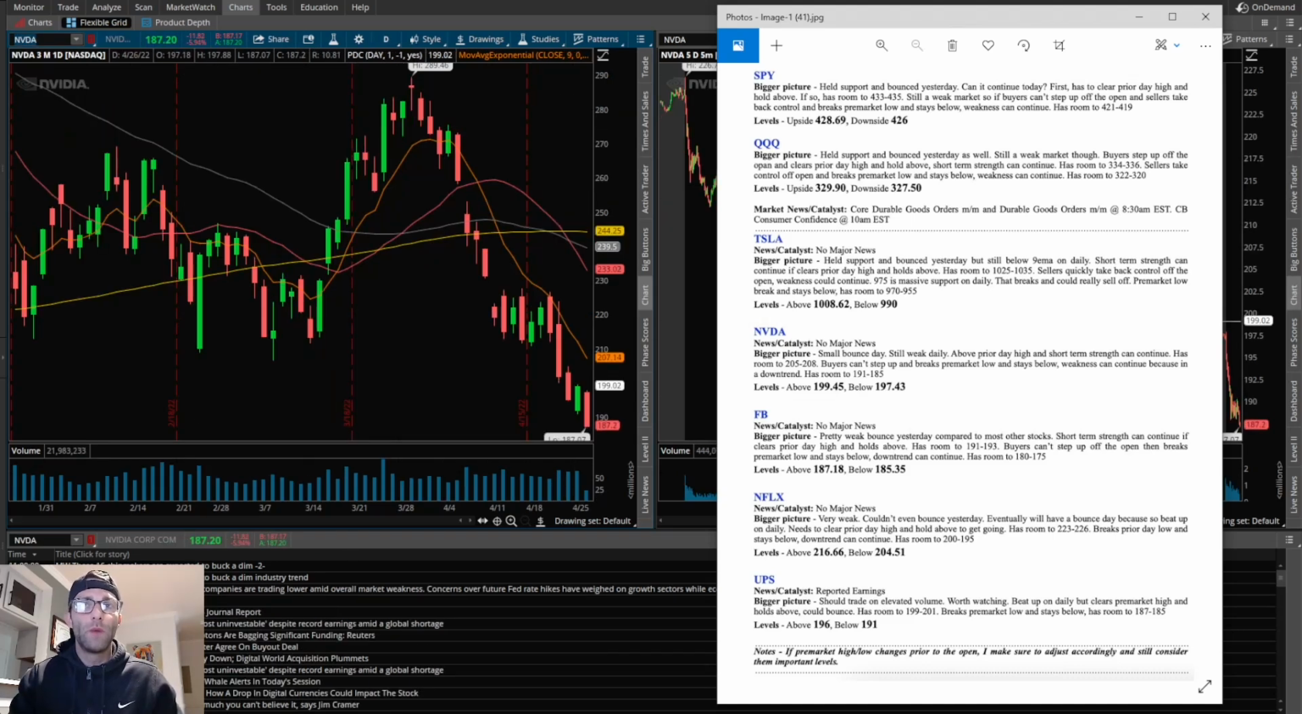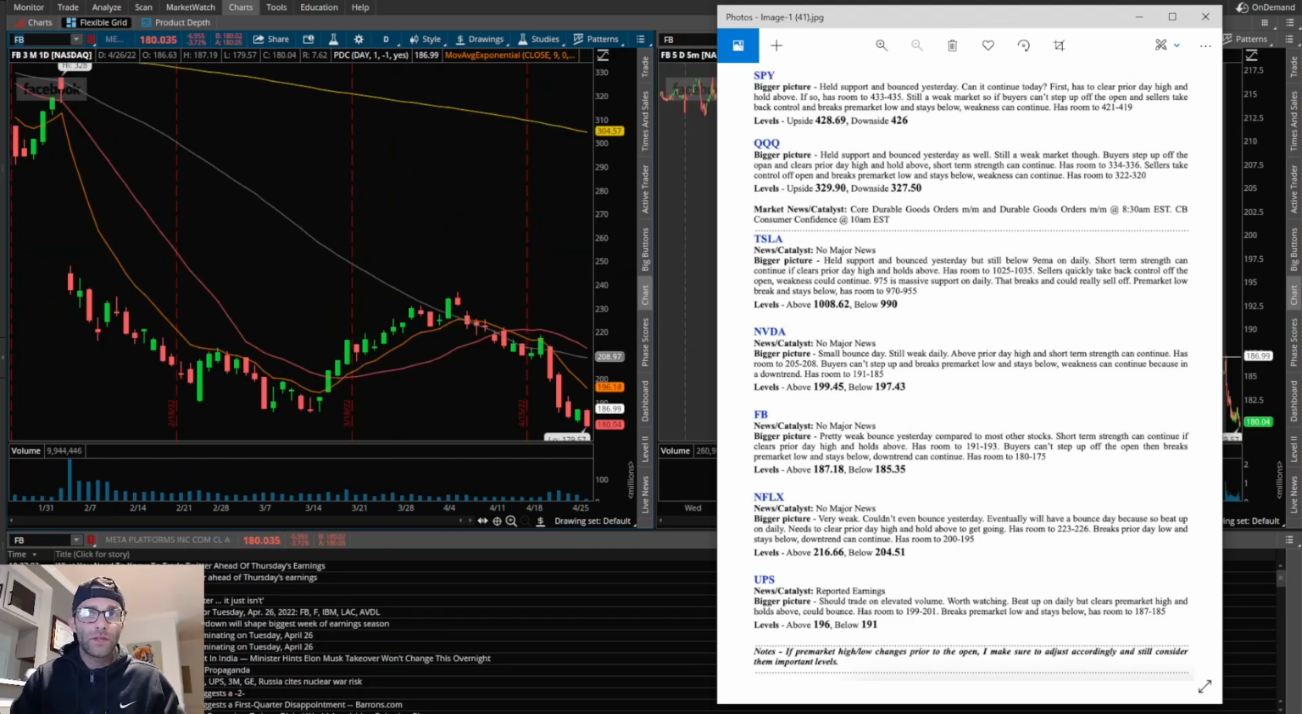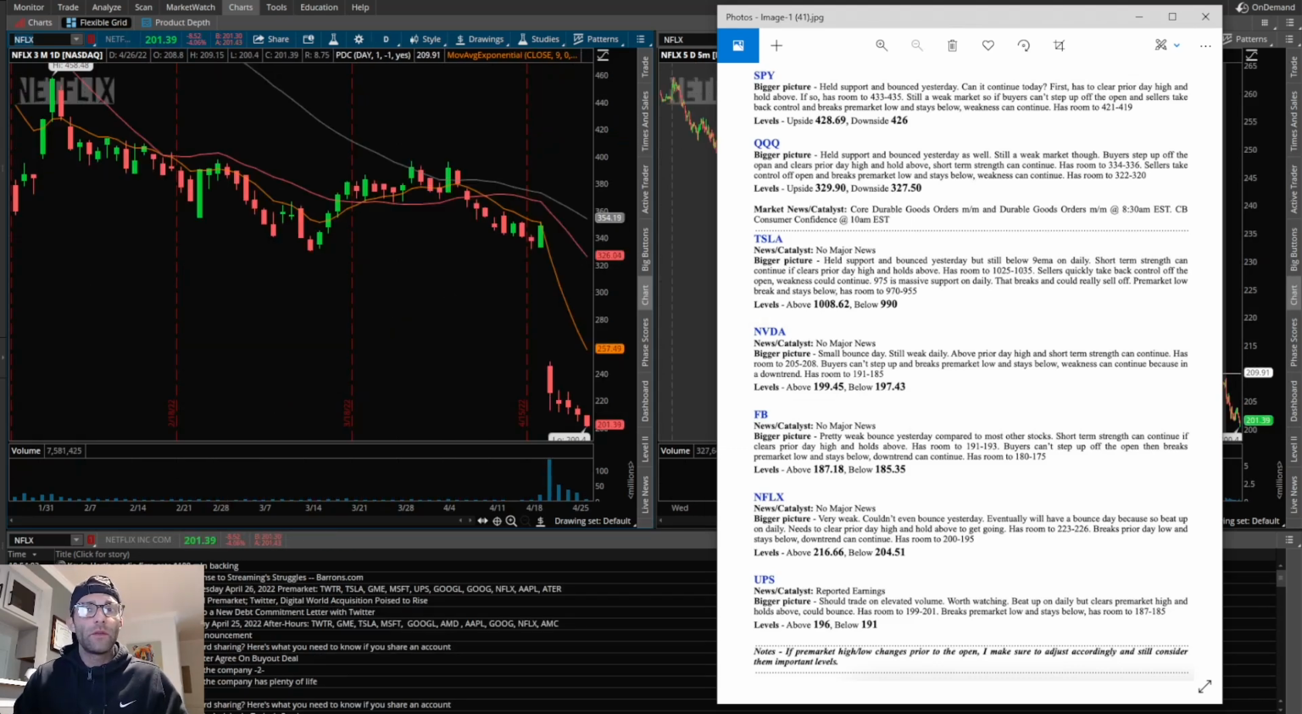And now Nvidia, so a small bounce day, still a weak daily. Above the prior high, expecting more strength, has room to 205, 208. If buyers can't step up and it breaks pre-market low and stays below, expecting more weakness because it's in a downtrend, has room to 191, 185. And now Facebook, so a pretty weak bounce yesterday compared to most other stocks. If it gets above prior day high, expecting more strength, has room to 191, 193. If buyers can't step up off the open and it breaks pre-market low and stays below, expecting more weakness, has room to 180, 175.